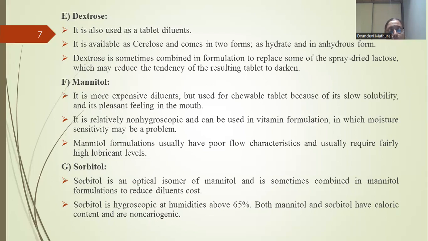It is hygroscopic at humidities above 65%. They both, that is mannitol and sorbitol, both have caloric content and are non-carcinogenic.